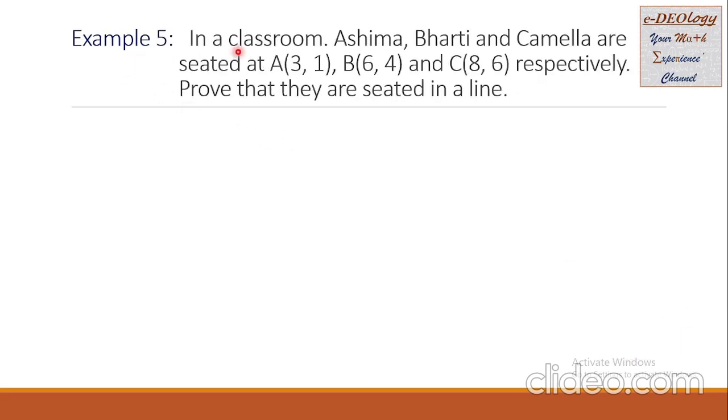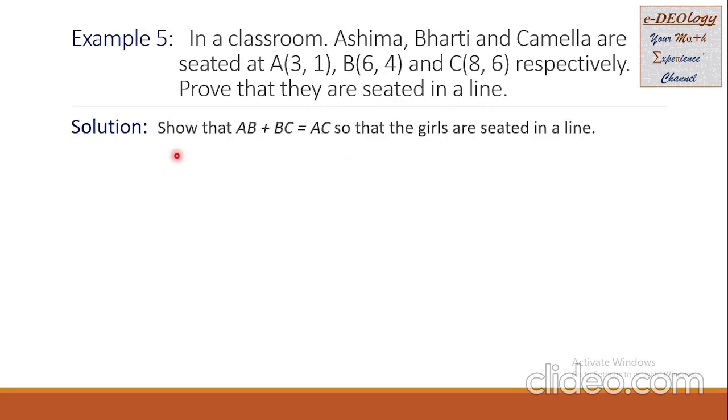Example 5. In a classroom, Ashima, Bharti, and Camelia are seated at point A (3, 1), point B (6, 4), and point C (8, 6) respectively. Prove that they are seated in a line. To prove this, let us show that AB plus BC equals AC, so that the girls are seated in a line.